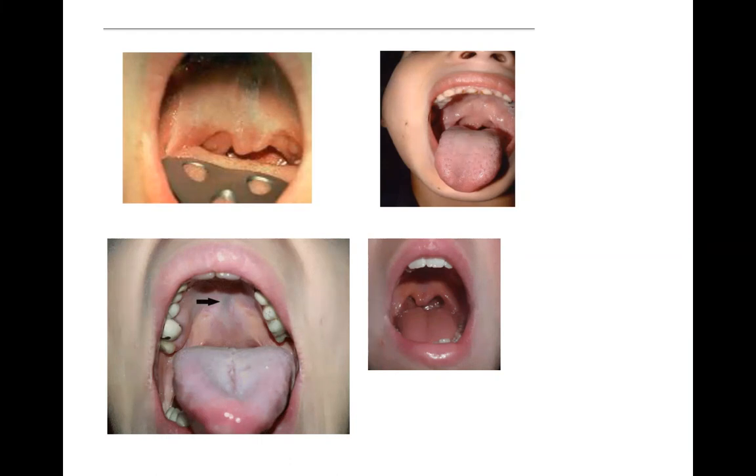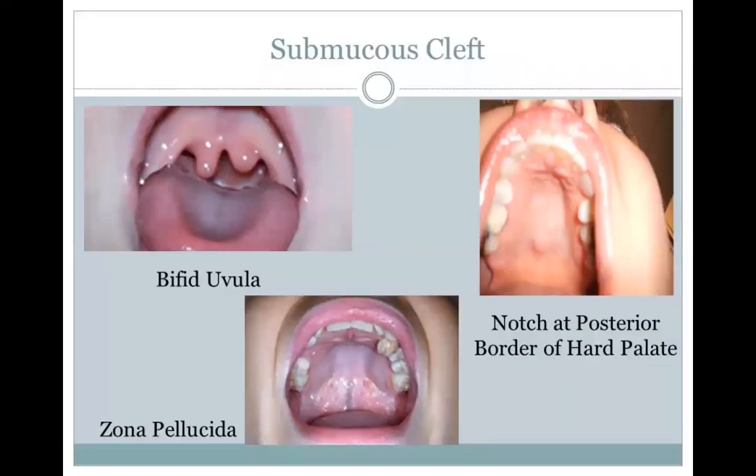And he's 6 with awful speech. So it does happen. And there's some other pictures of a submucous cleft. I really wanted you to see that one on the right hand side, because you can see there that notch at the posterior border of the hard palate. It's very obvious there. Sometimes it's easy to see it or feel it. It's sometimes easier to do that than at other times. But the bifid uvula and the zona pellucida are often the big giveaways for a submucous cleft.